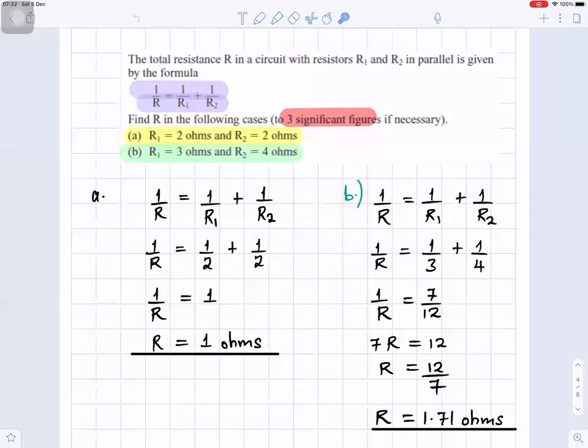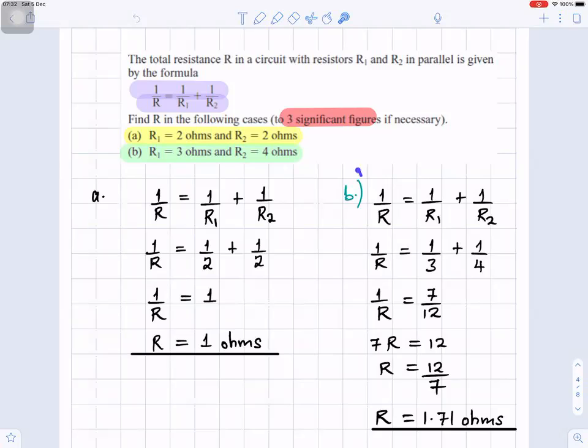To do this type of question, it's important to highlight the formula first. 1 over R1 plus 1 over R2 equals 1 over R. So you write down the formula first and you sub in the numbers. R1 is 2, so sub in 2 first. R2 is 2, sub in 2. Half plus half is a whole, which is 1. And you can cross multiply to get the value for R, and R will be 1 ohm.